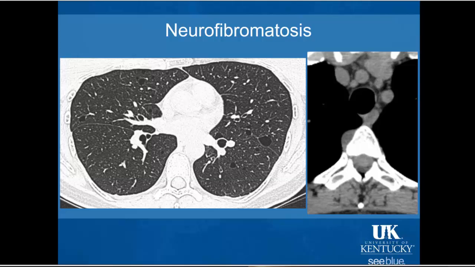So in this case, you'd be hard-pressed to distinguish the cysts from a mild LIP or from a mild case of LAM. But you can see, based off the associated findings, maybe that rib notching or other neurofibromas that are occurring, that would lead you to the diagnosis of neurofibromatosis.